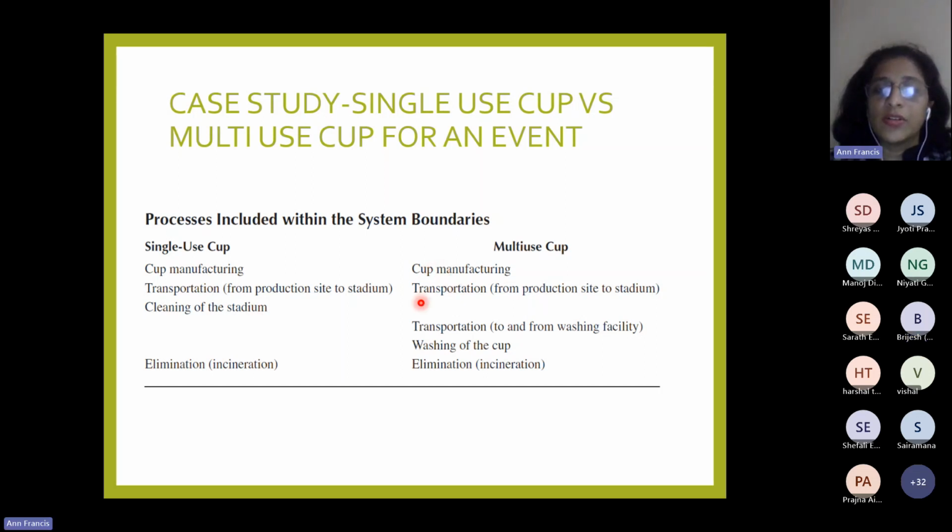No, it's okay. I hope my slides are moving, right, Brijesh? Yes, it's moving. Okay.